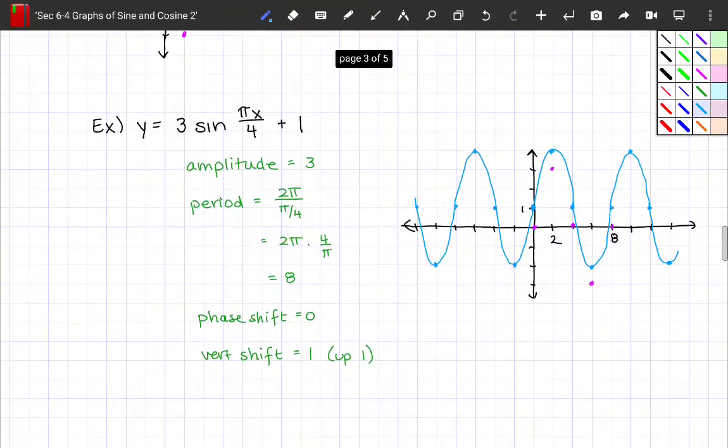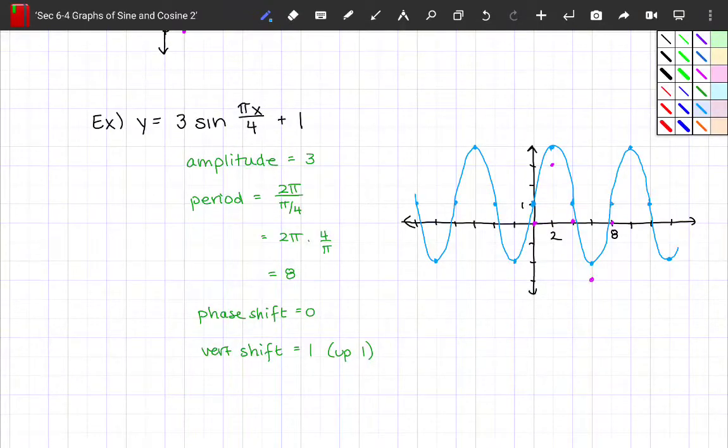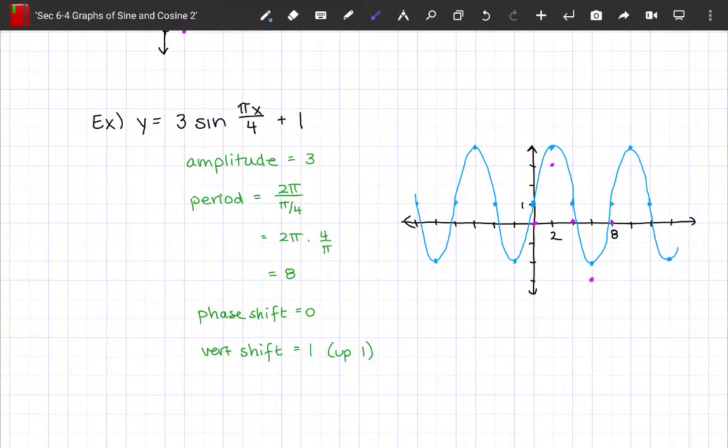All right, so here's what you should have gotten on this one. Again, looking at our values here, we can see that A is 3, so the amplitude is 3. B is pi over 4, so the period is 2 pi over pi over 4. Dividing by a fraction is multiplying by the reciprocal, so we actually have a period of 8. C is 0, so there is no phase shift, and we're going to go up 1 unit.